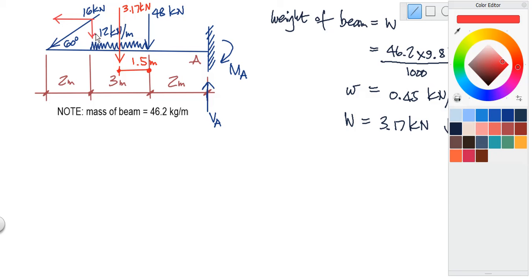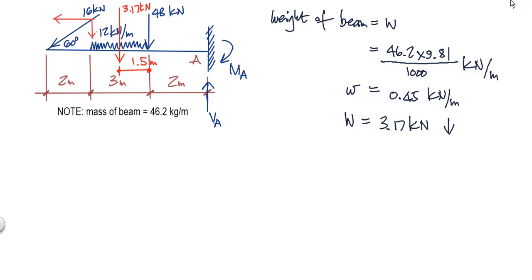Okay, right. So if that's 60, so that's going to be 16. That's going to be 60 there. So that's going to be 16 cos 60, and that's going to be 16 sine 60.